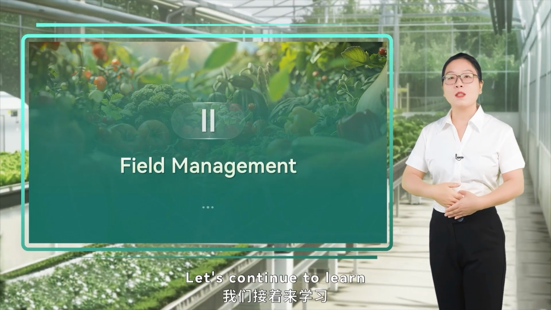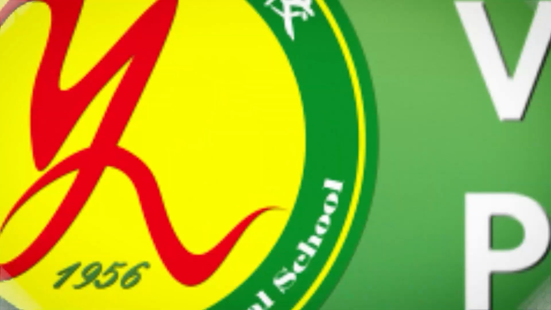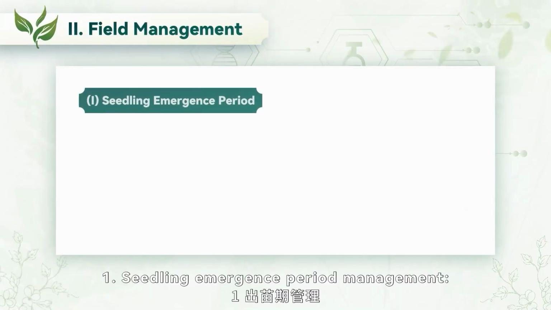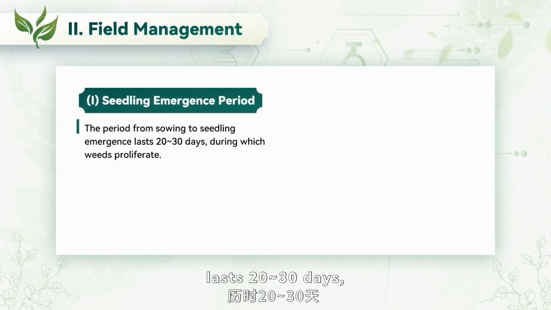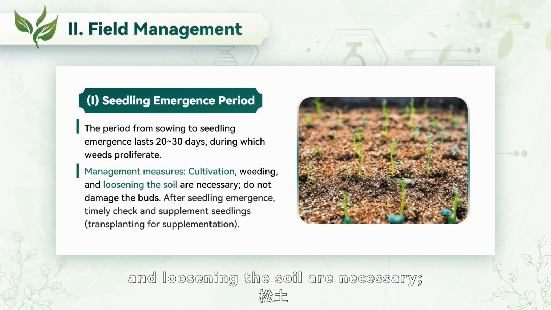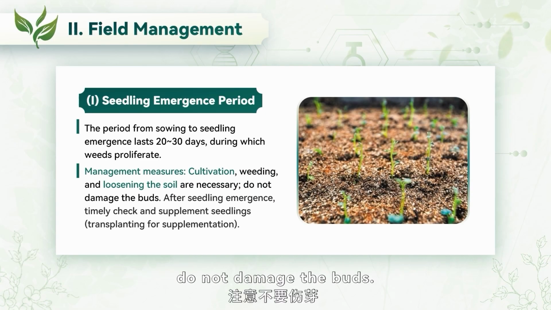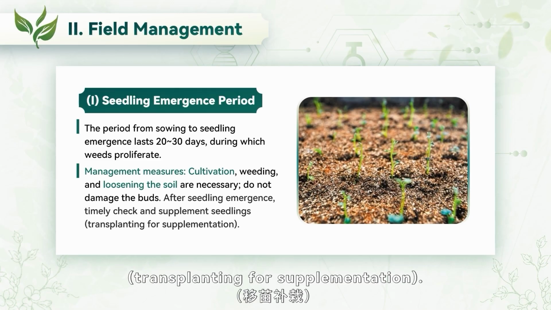Let's continue to learn about potato field management. 1. Seedling emergence period management. The period from sowing to seedling emergence lasts 20 to 30 days, during which weeds proliferate. Cultivation, weeding, and loosening the soil are necessary. Do not damage the buds. After seedling emergence, timely check and supplement seedlings, transplanting for supplementation.